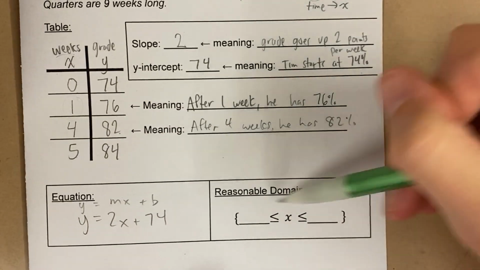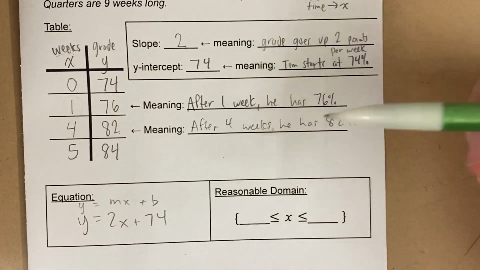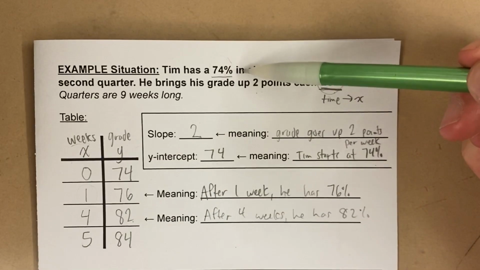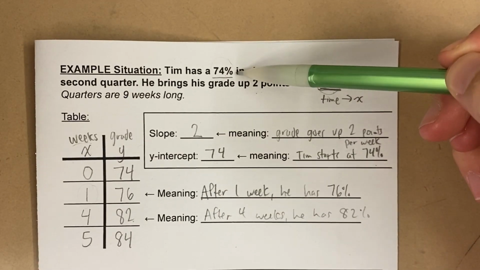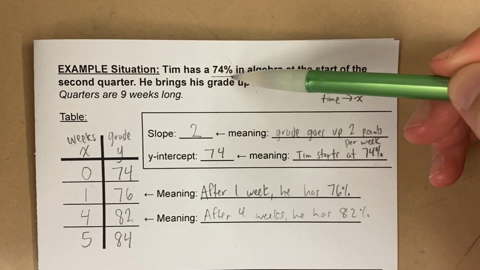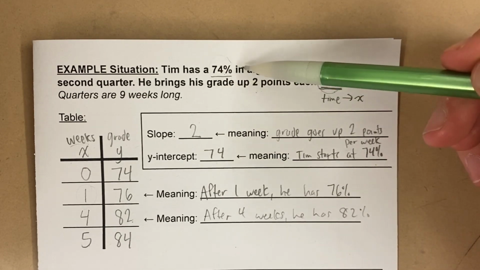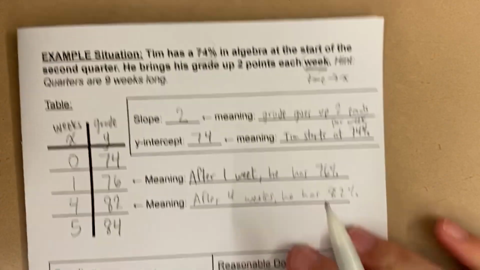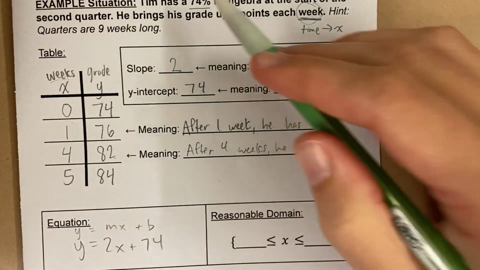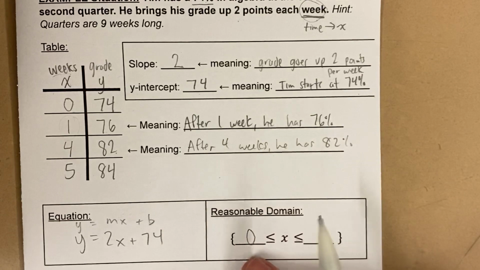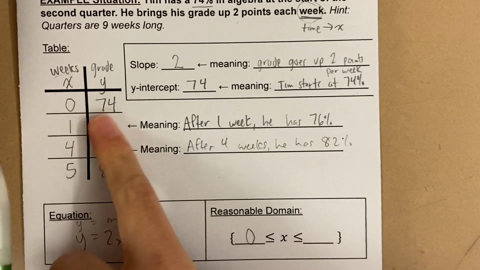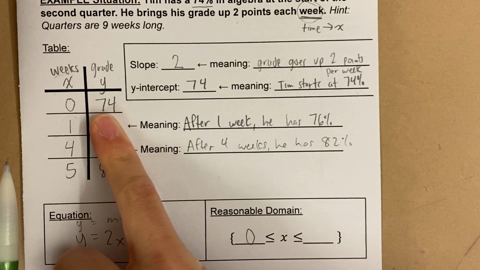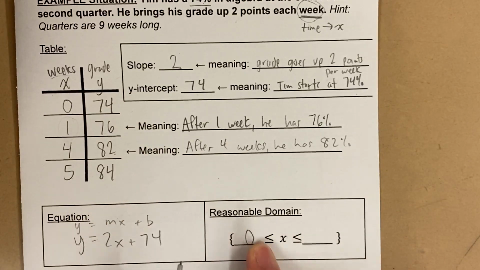Now, here's the thing about real life. Can Tim just bring his grades up 2 points per week forever? Can he go up 74, then 76, and when he's up to 100, he can just go 102, 104, 106? Does it work like that? Not in real life, no. He starts at the start of the quarter at 0. When x is 0, at the start of the quarter, he has a 74. Now, how many weeks can he just continue to bring it up?